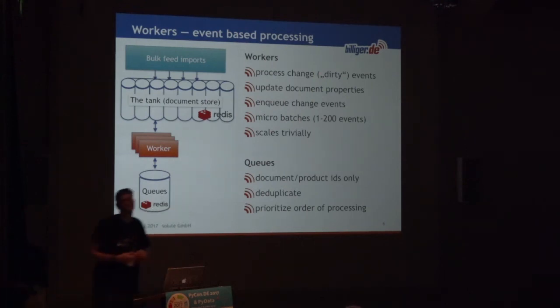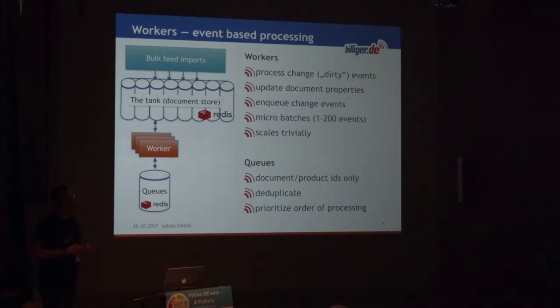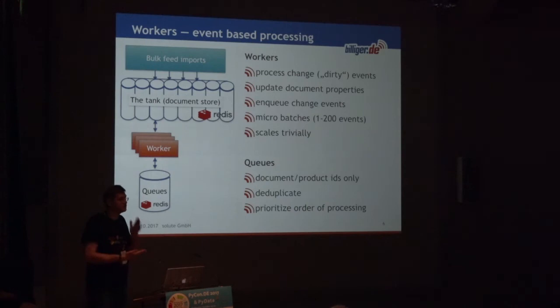So the question is, if a worker fails, how do we get it back into the queue? The short answer is, it doesn't get back into the queue. It stays assigned to that worker. So once a worker got this workload, if the worker fails, the worker will restart and will get essentially the same bunch of work again.